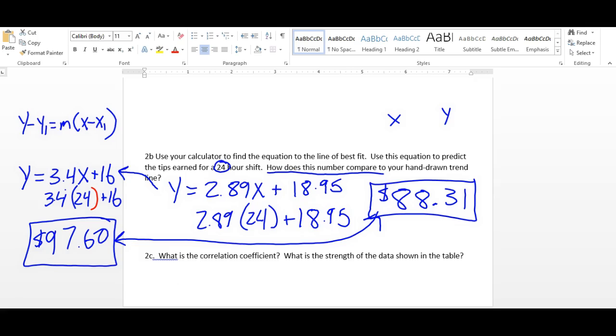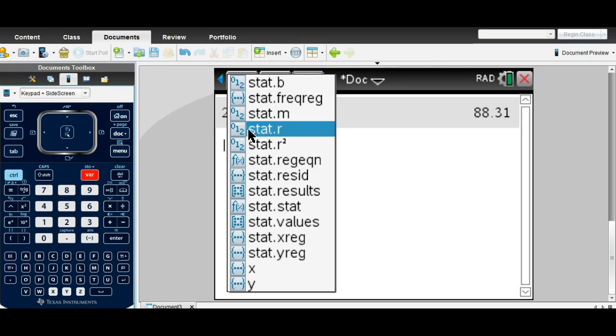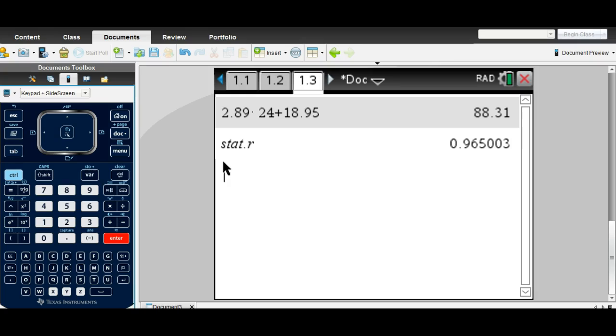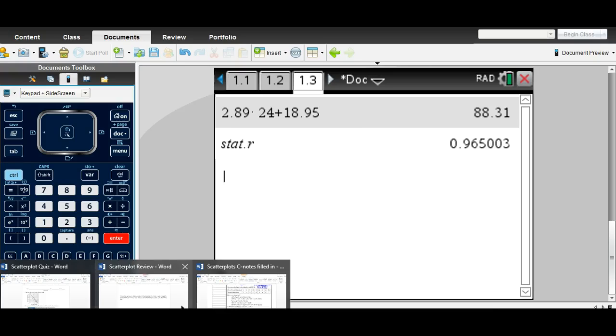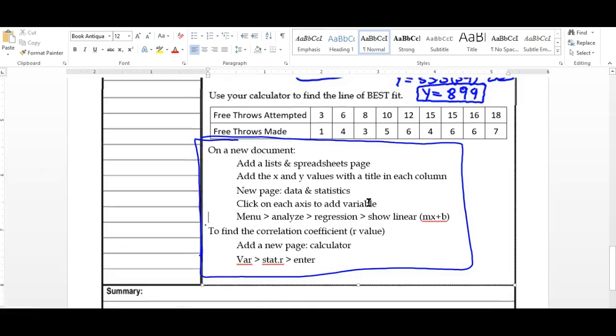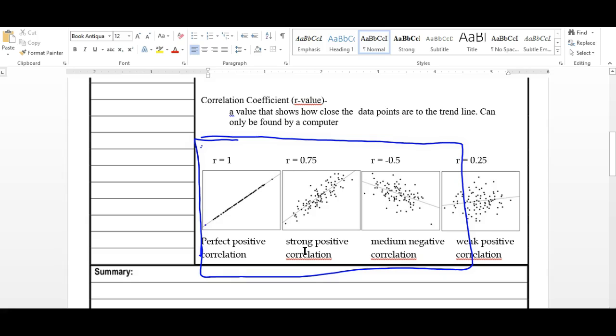The R value. Back on our calculator, we have this var button right over here above the 9. Hit var, stat.r, enter. 0.96, or 0.97 if we're rounding. So back over here, our R value, 0.97. On our scatterplot notes, we had some sample R values up here. 0.75 was strong. Right now we have 0.97, which would be very strong.